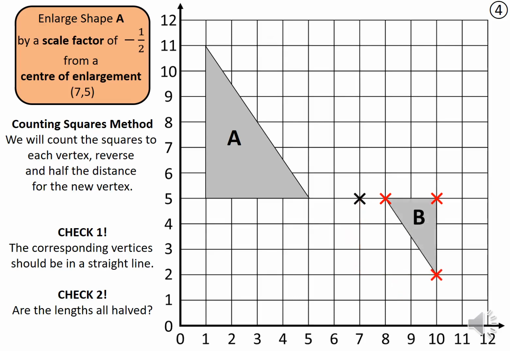Now I have all three vertices, so I can join them and I get my enlarged shape, which is actually smaller because the scale factor is less than 1, and the shape is flipped, which is on the other side of the center of enlargement, because the scale factor is negative. Again, I can draw straight lines to find out whether my enlargement is correct and the corresponding vertices and the center of enlargement must be on straight lines.